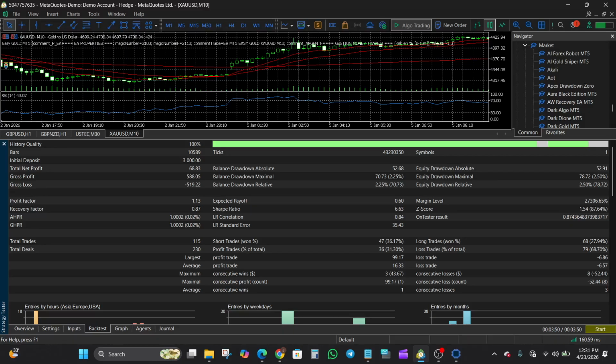All right. So overall, Easy Gold EA is a straightforward, beginner-friendly MT5 robot that focuses on controlled risk and high reward trades on gold. It's simple on the surface, but the performance really depends on market conditions and how you manage your settings. If you understand that and you're patient with it, then it is something worth testing out.